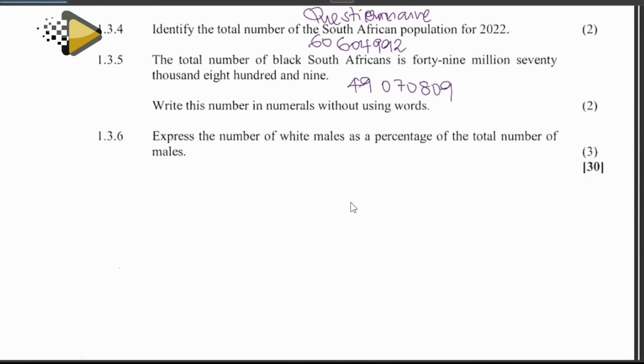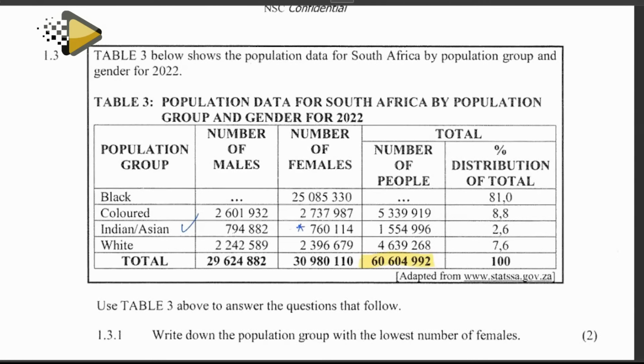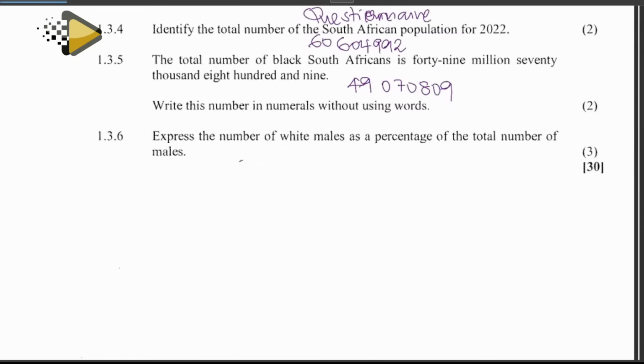All right, here we go. Express the number of white males as a percentage of the total number of males. So what we're going to do, we come here, we ask how many white males are there? 2,242,589. So we pick that number for the whites, divided by the total number, times 100 because you're looking for the percentage.